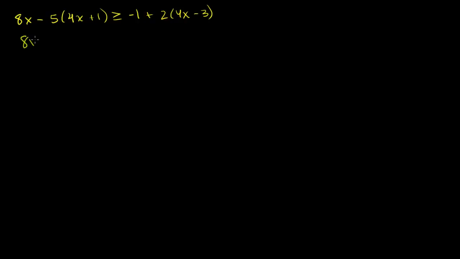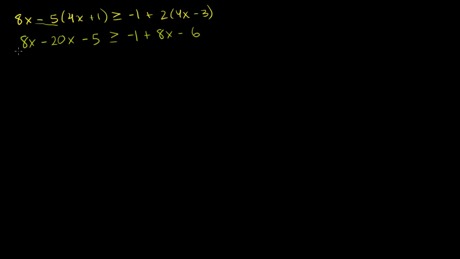You get 8x minus, let's distribute this negative 5. So 8x and then distribute the negative 5. Negative 5 times 4x is negative 20x. When I say negative 5, I'm talking about this whole thing. Negative 5 times 1 is negative 5. And then that's going to be greater than or equal to negative 1 plus 2 times 4x is 8x. 2 times negative 3 is negative 6.